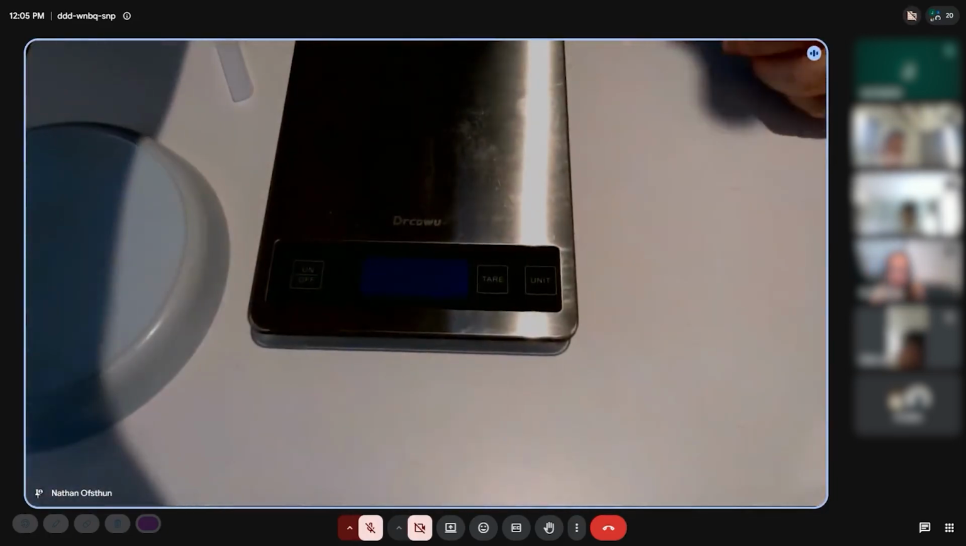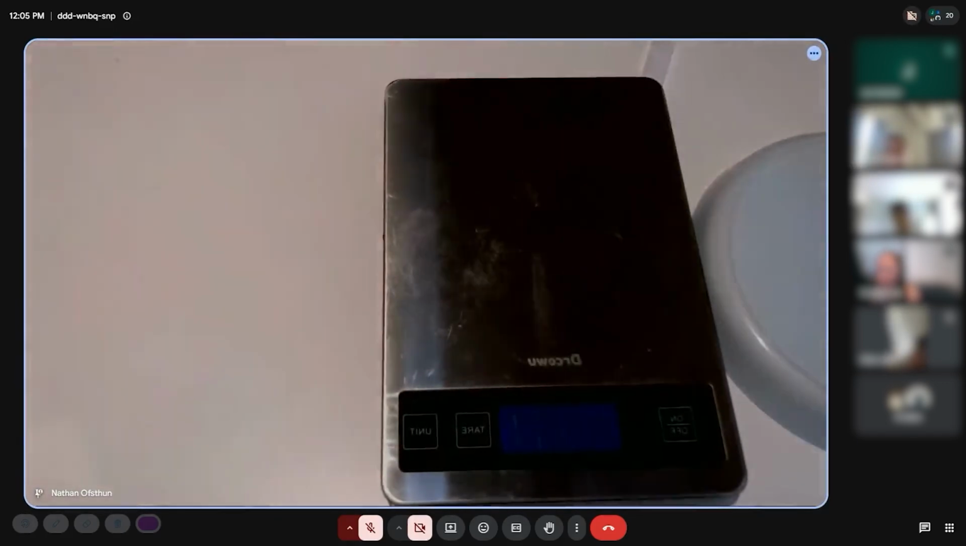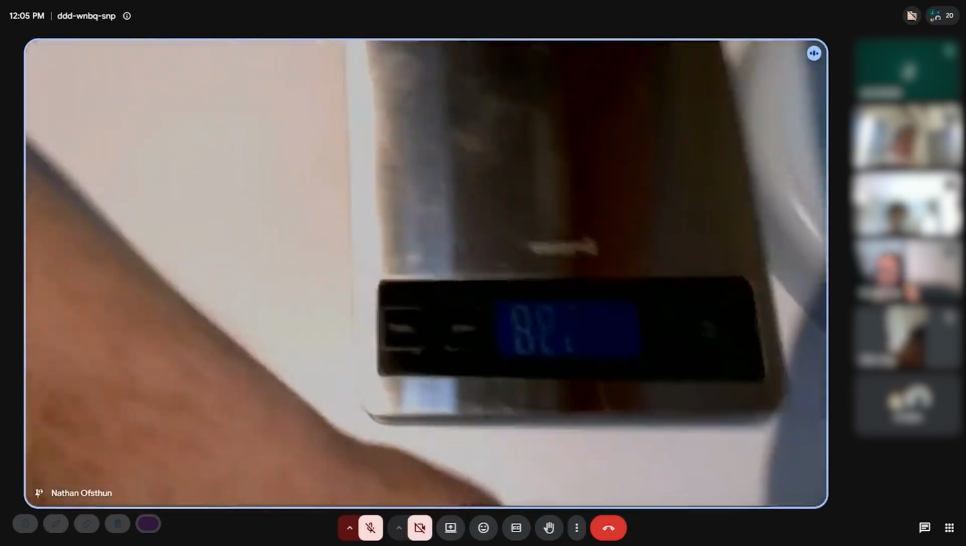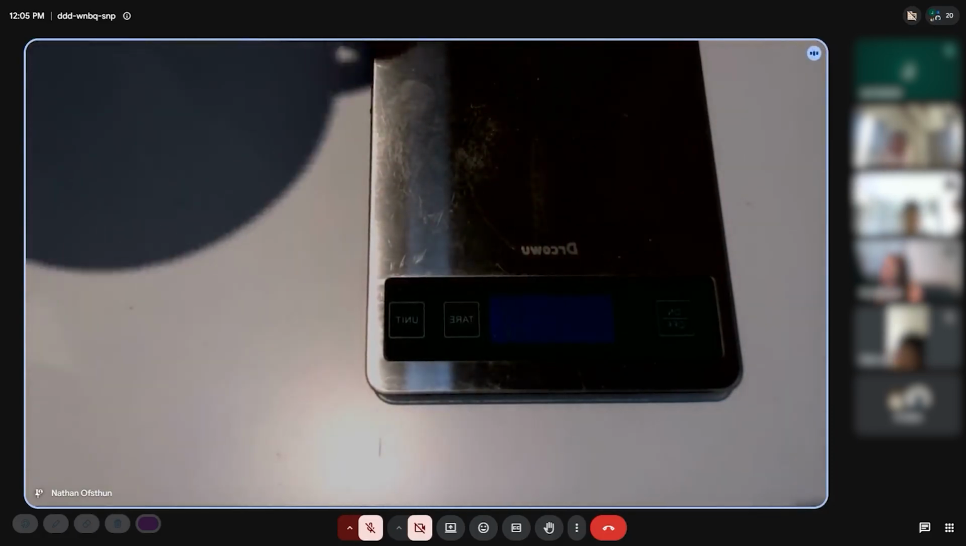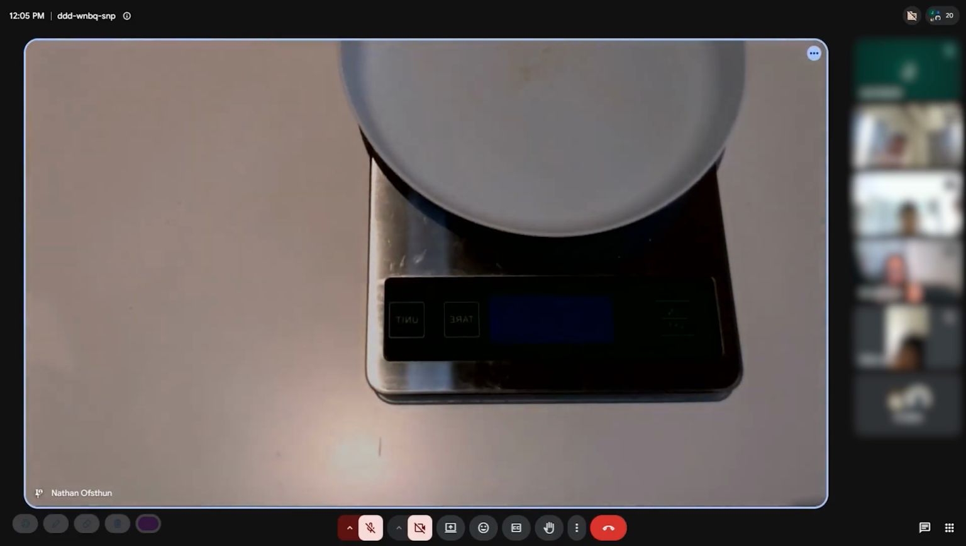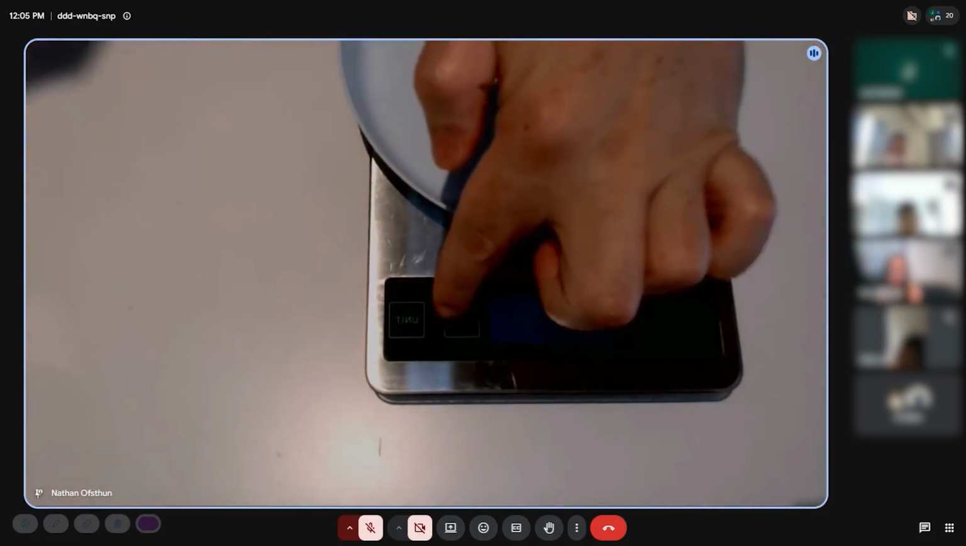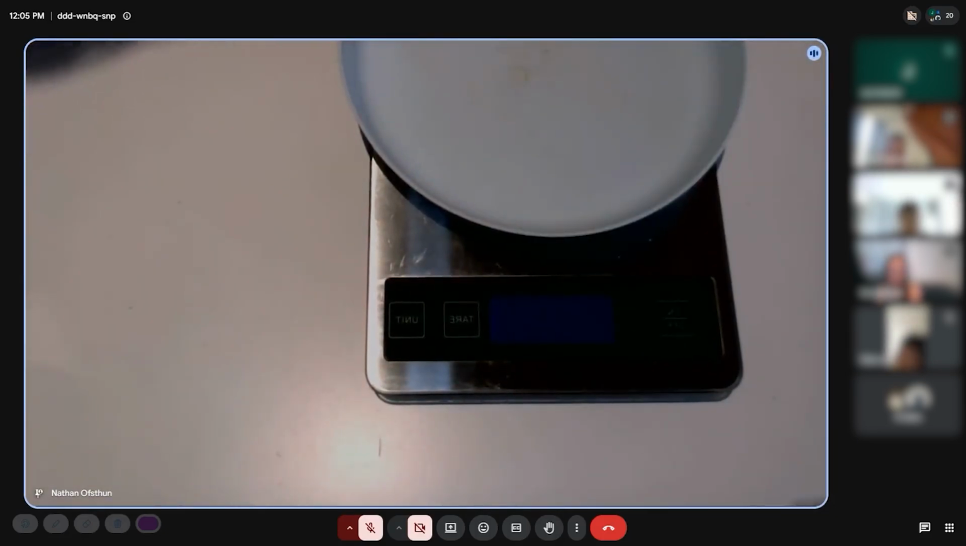I don't know if you can see the actual reading. Let me change the orientation. So there we go. It's a little bit dark for me. Okay. Well, if you can read it, that's great. But what I'm going to do is I'm going to clear it, there we go, to 0. I'm going to place this plate on top of it. And then it says the plate weighs 50 grams. I'm going to tare that, which T-A-R-E, which sets it back to 0. And then I'm going to go ahead and fetch Aluco, put him on there, and we can see what his reading is for his weight.